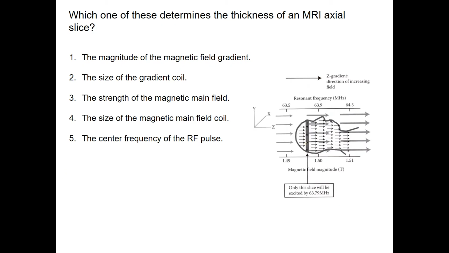So which one of these factors determines the thickness of an MRI slice? So you take a look at this picture here, right? This little gray shaded region is, say, the thickness of this slice. So only this slice is excited at a certain frequency due to your gradients. But how thick is that slice? A millimeter, a centimeter, 5 centimeters? What determines that? One of these has got to be correct. What do you think it is?